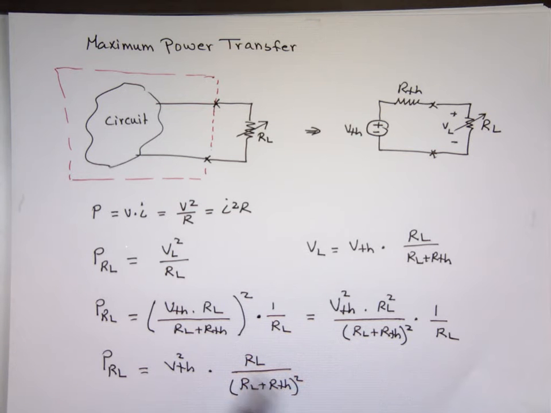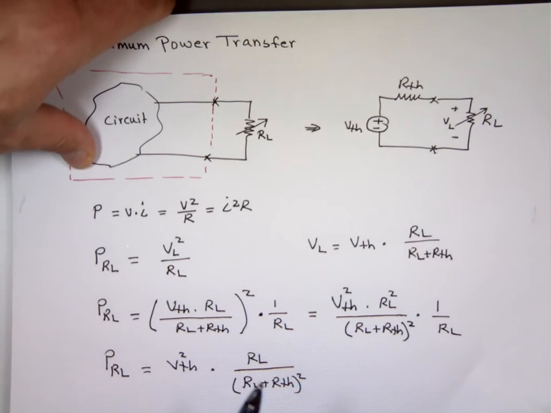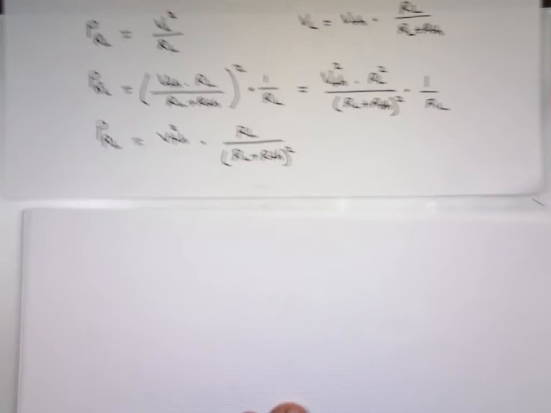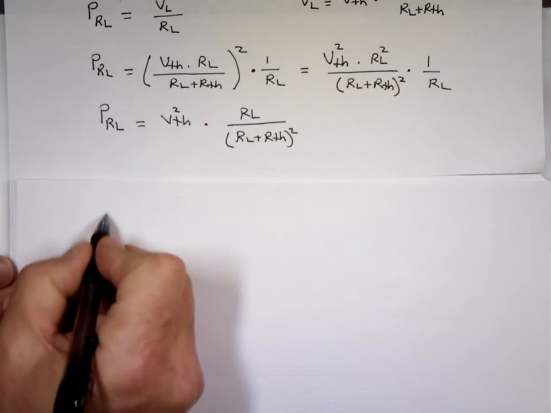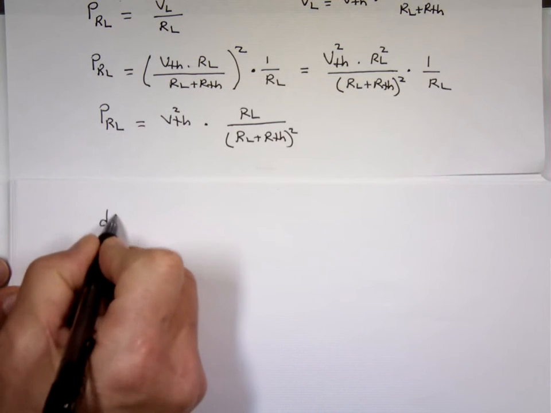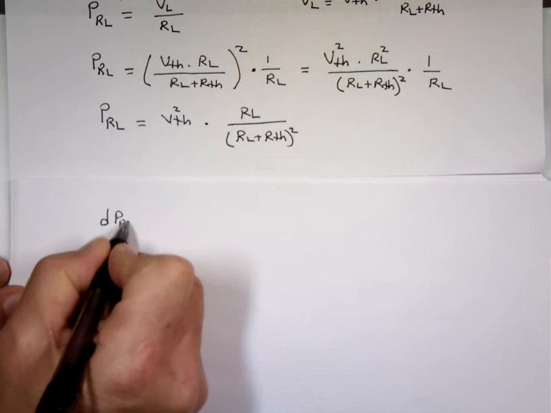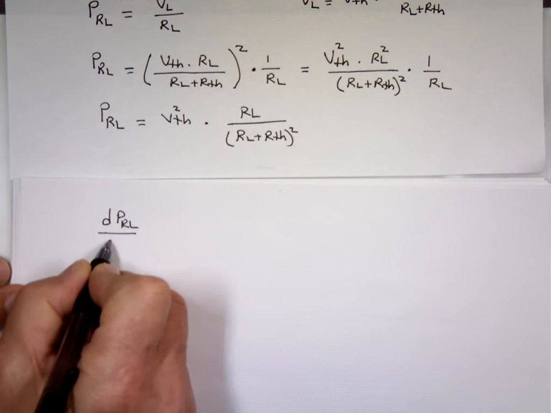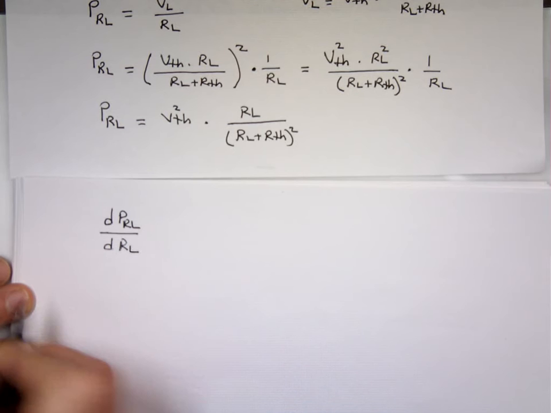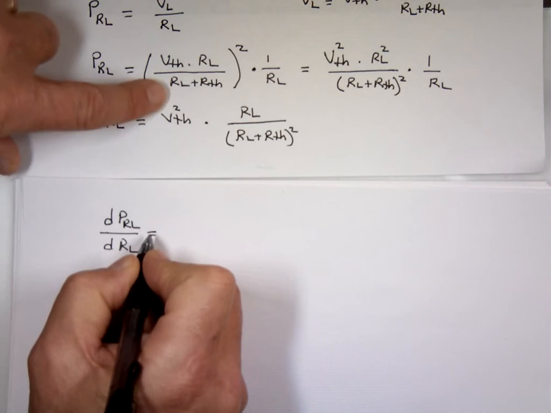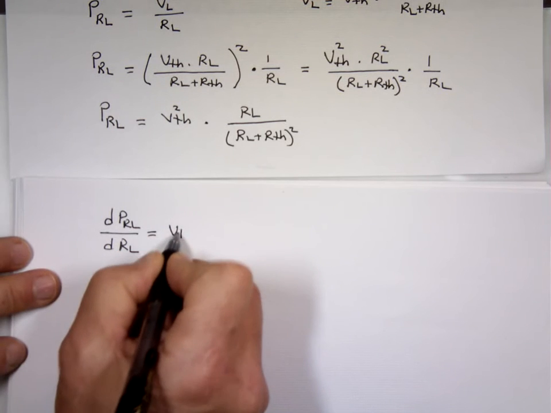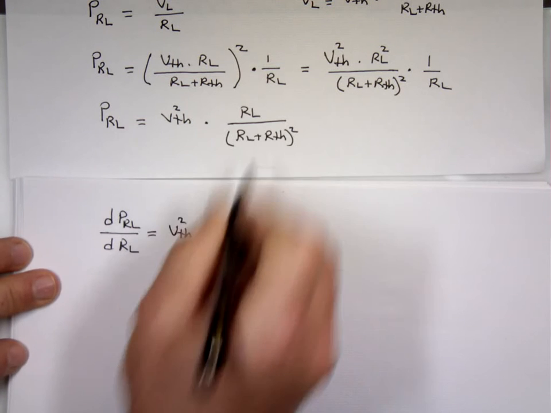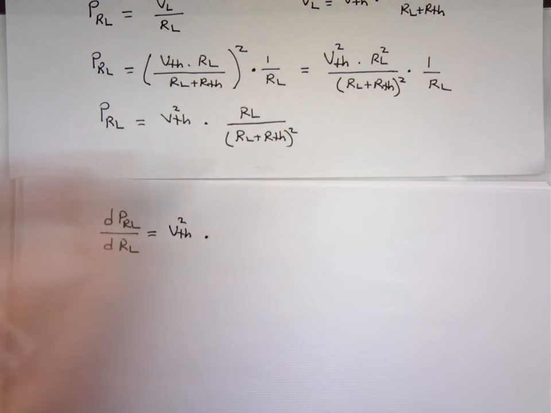These are constant. R Thevenin is like a 5. This is like a 20. So let's find the derivative and set it equal to 0 with respect to R sub L. So this is a constant, so leave it alone. And to take the derivative of this, we have to use the quotient rule. That's a fraction.